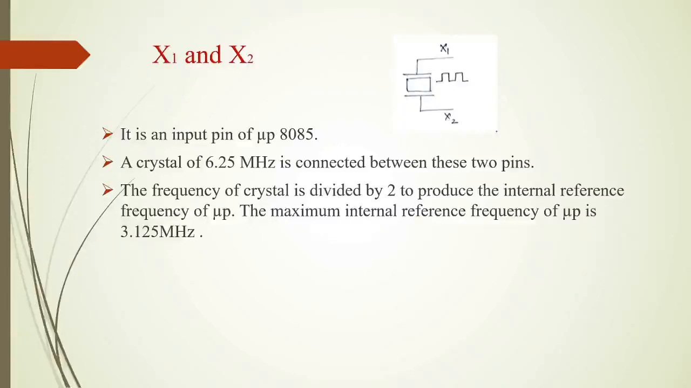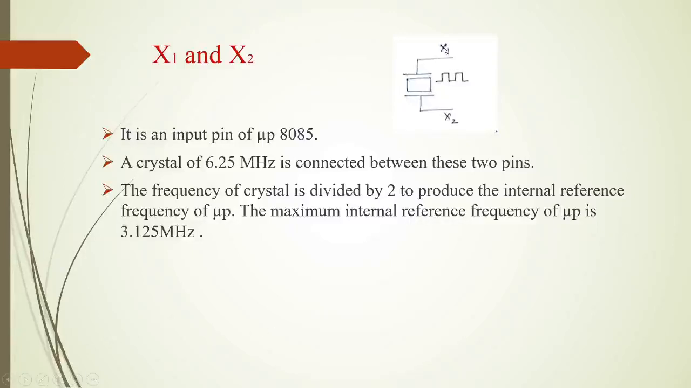Now talking about the crystal pins, that is X1 and X2. You know that 8085 will require a clock frequency to perform its operation, and 8085 will perform two important operations, that is reading data and writing data. So there is always a data transfer between the CPU and memory and the CPU and an IO unit. To perform this reading and writing operation, we need a clock frequency, and this clock frequency will be obtained from a crystal oscillator.